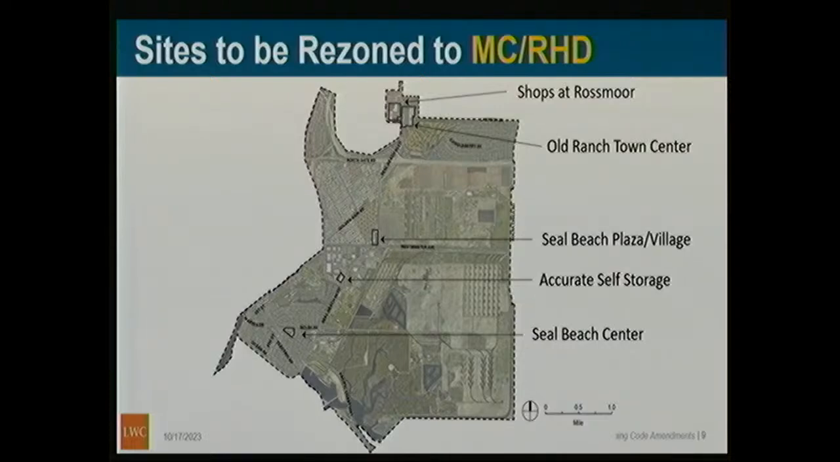The Shops at Rossmore, that's 27 acres, a total of 3 parcels. The Old Town Ranch Center, which is 26 acres, a total of 8 separate parcels. Seal Beach Plaza Village, 7 acres, a total of 5 parcels. Accurate Self-Storage, 4 acres. And Seal Beach Center, 9 acres. That's a total of 73 acres.